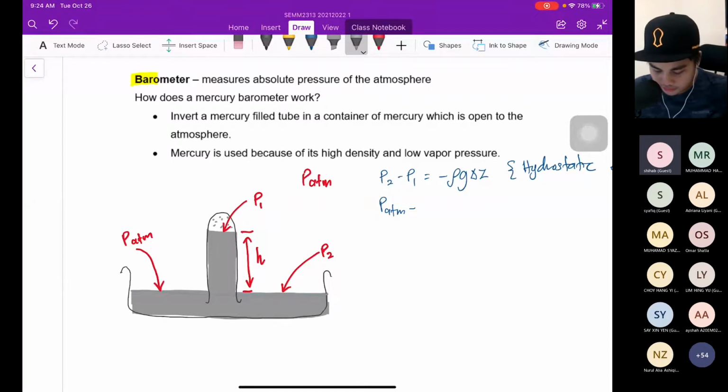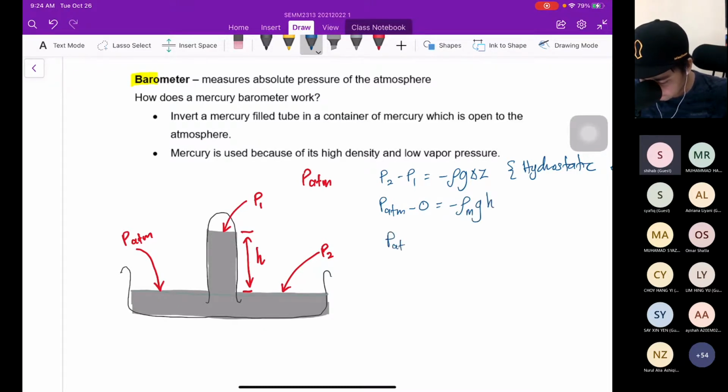So when there is no particle or evaporation here, let's say there is no particle. What do you think of the pressure exerted at P1? Equal to 0, right? So PATM equals 0 minus rho of mercury, gravity, delta Z, where delta Z is H. Okay, sorry.